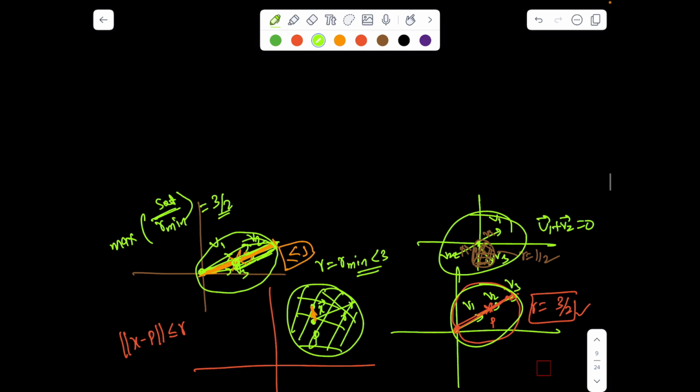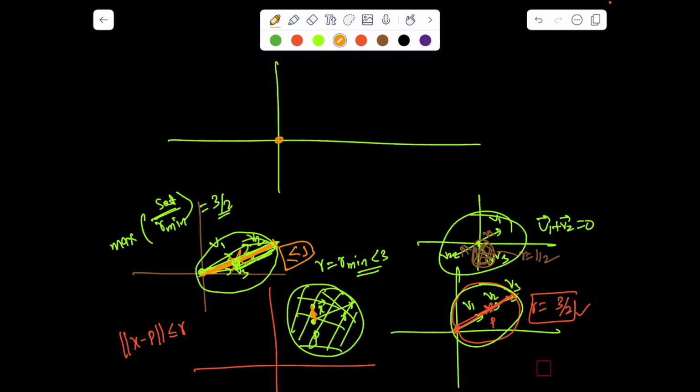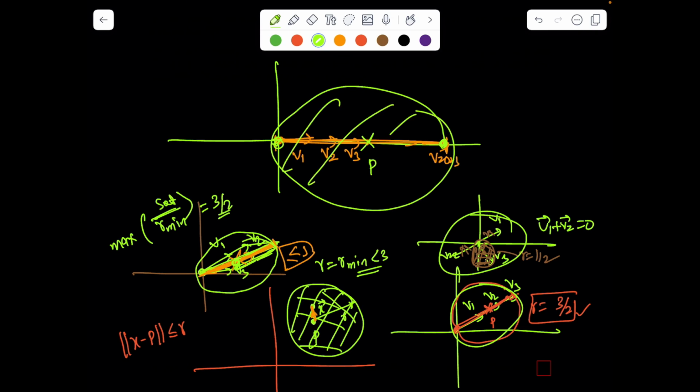So in a similar way, you can generalize for 2023, and the configuration at which minimum r will be achieved is when all these 2023 vectors b1, b2, b3 till b2023 are lying collinear. Okay, so they are aligned with each other, and we'll have a point P which is actually the midpoint of 0 and the head of b2023. We have this disk which contains this, and in this case the r value I'm going to get is 2023/2.